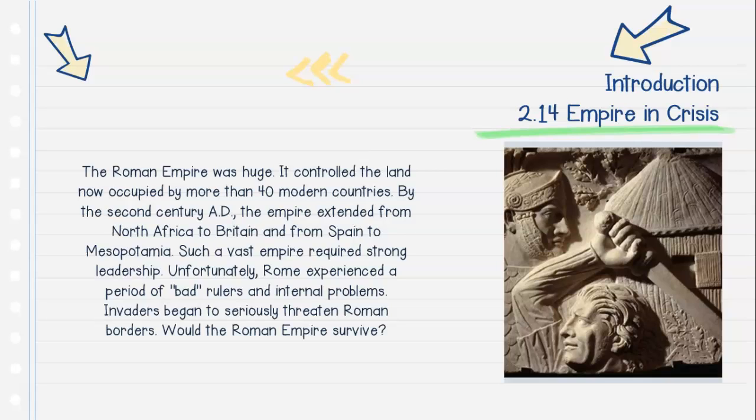Such a vast empire required strong leadership. Unfortunately, Rome experienced a period of bad rulers and internal problems. Invaders began to seriously threaten Roman borders. Would the Roman Empire survive?